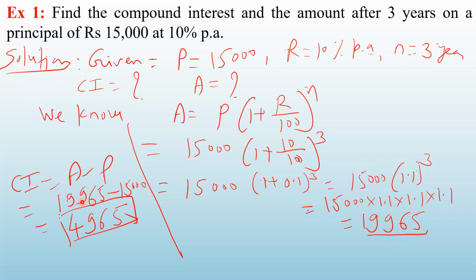How to find out the compound interest? Here I have done it. It is amount minus principal. So amount is 19,965 minus this is the principal amount. When you subtract principal from the amount, you get 4,965. So this is the compound interest. This problem was very simple, just the application of the formula.